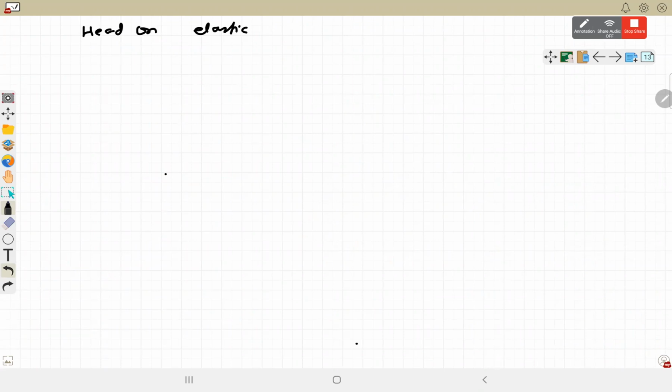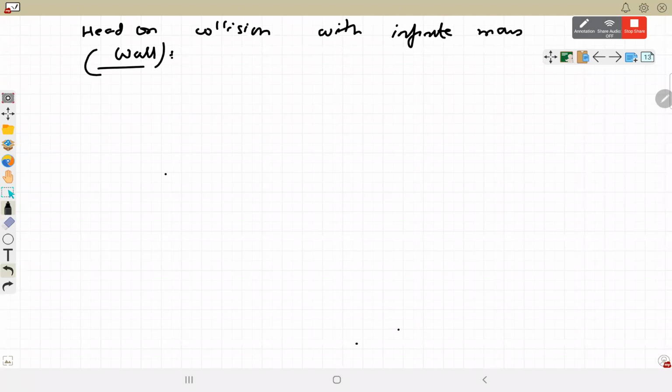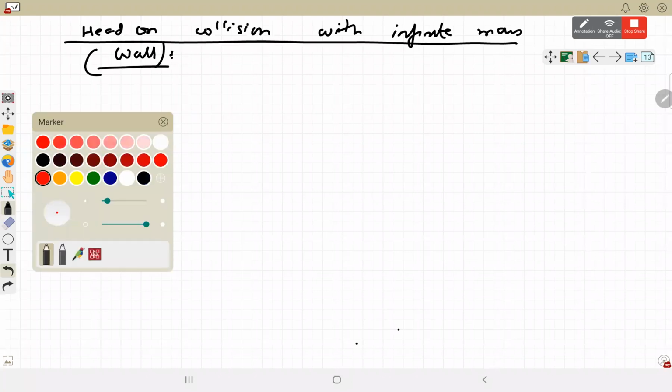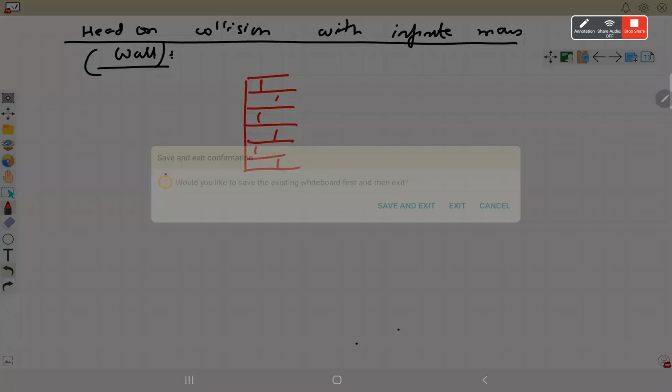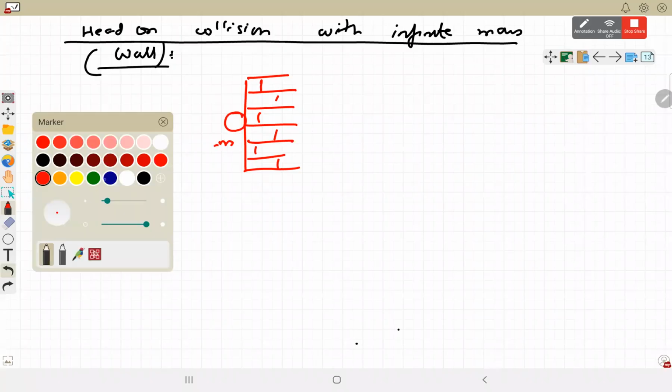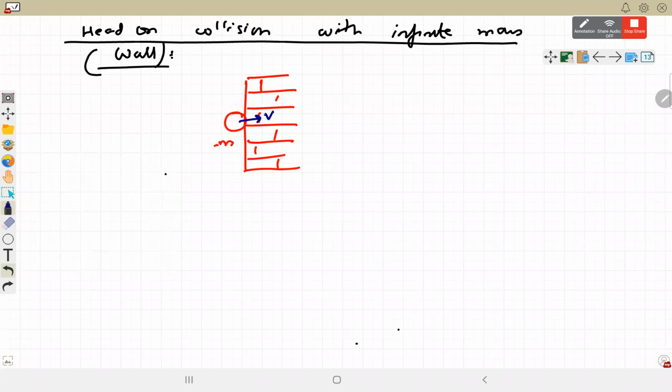Head-on elastic collision, head-on collision with wall or infinite mass. Infinite mass is a wall. So for example, if this is a wall and the body is going to collide, the wall will exert force and the same force will be applied on the particle as well. But the force acting on the wall will not make much impact on its momentum. So we can assume that the wall is almost stationary, same as the initial state.